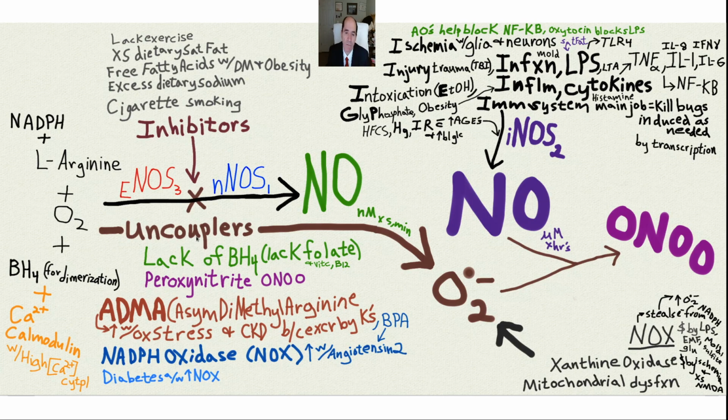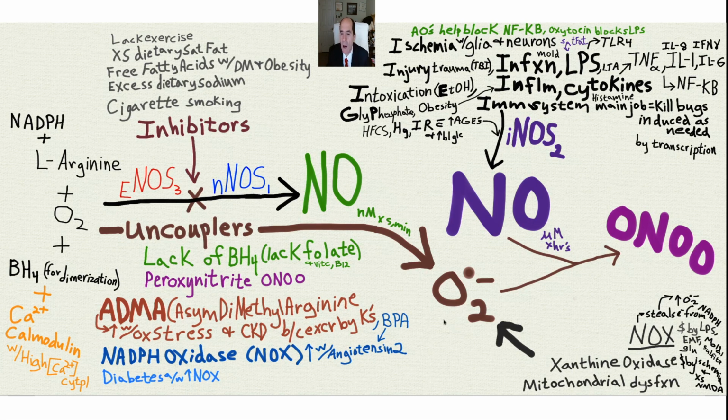Okay, and then you have to watch out for uncouplers. Uncouplers are things that distort the shape of the enzyme so that instead of producing nitric oxide, it will produce superoxide. You don't want that. So if you're deficient in folate, you won't have enough to make your tetrahydrobiopterin. Also, deficiency in vitamin B12 can worsen this, and vitamin C. When you uncouple this, you're going to make an excess of superoxide, and you don't want to do that because that predisposes you to more peroxynitrite formation. Okay, NADPH oxidase will also make more superoxide. Diabetics tend to be making an excessive amount of superoxide.